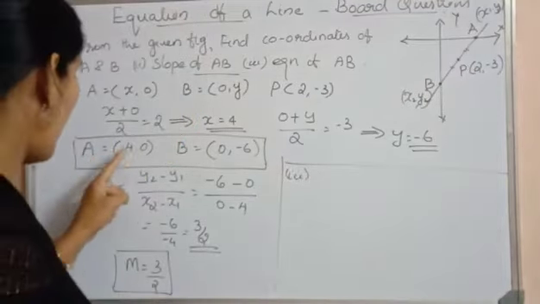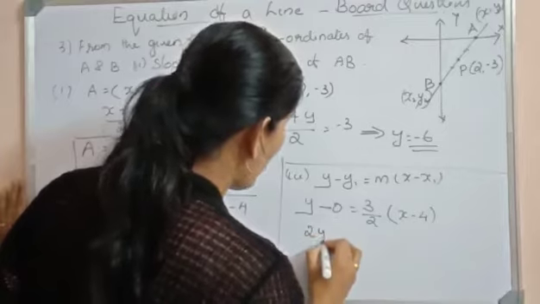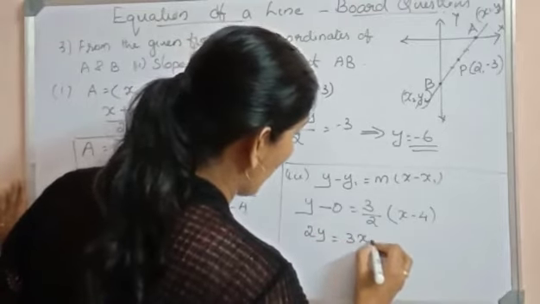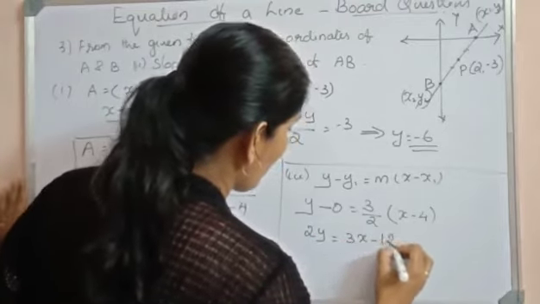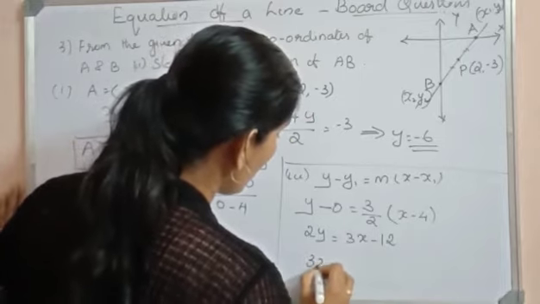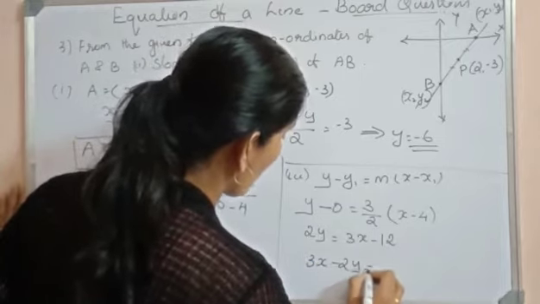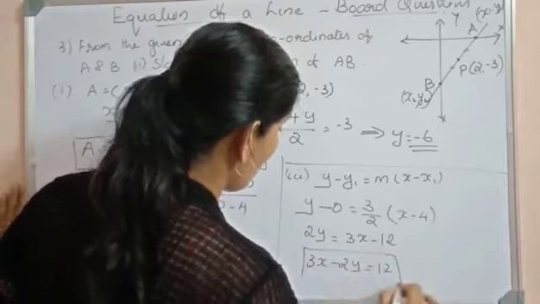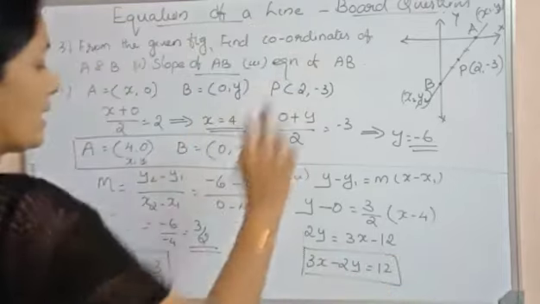y minus y1, which is 0, is equal to the slope 3 by 2 into x minus x1, which is 4 here. So 2y is equal to 3x minus 12, or 3x minus 2y is equal to 12. This is the equation of the line AB.